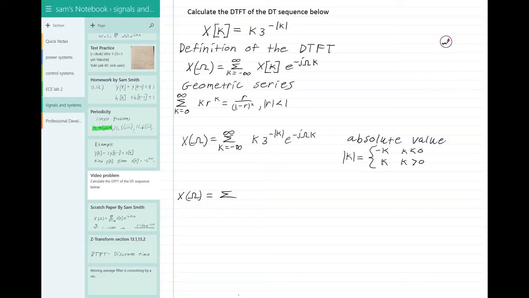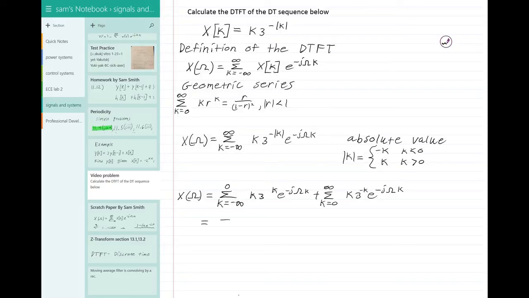So with the first series that we're going to write, we're going to have the sum from k equals negative infinity to 0 of k times 3 raised to the negative k times e raised to the negative j omega k. And then we're going to write our second series, which will be added to the first one, from k equals 0 to infinity. And then we're just going to write our x of k, which will be positive, the 3 raised to a positive k. So we have that now written out.